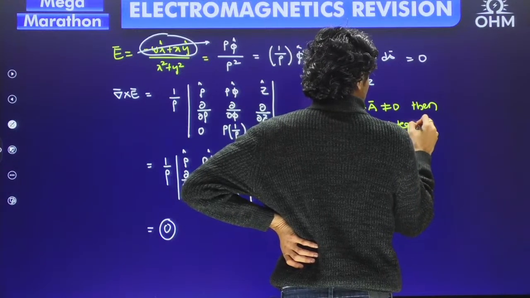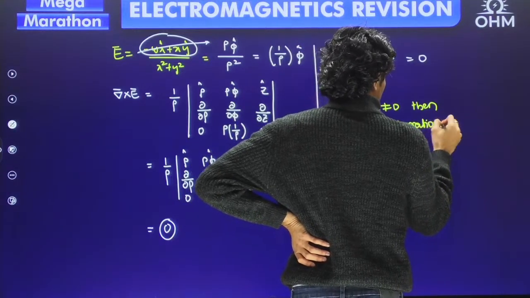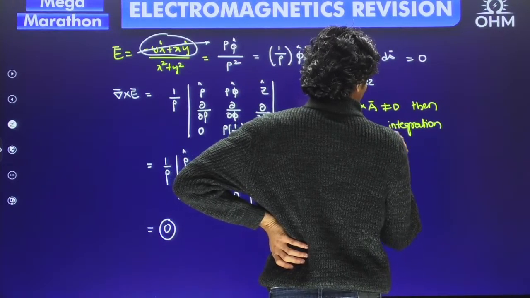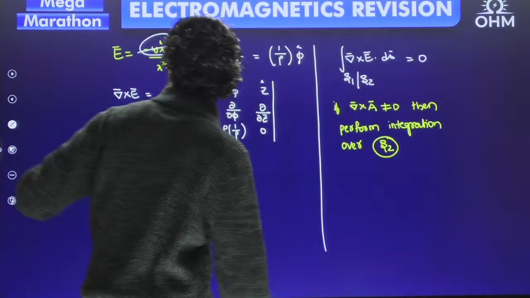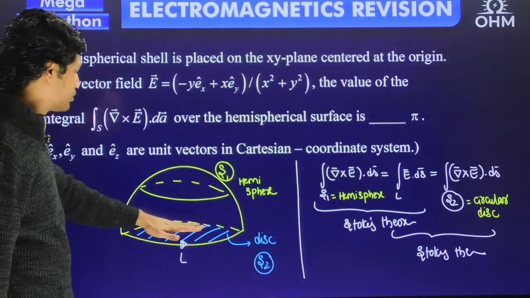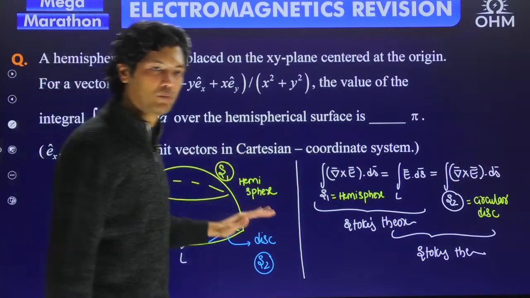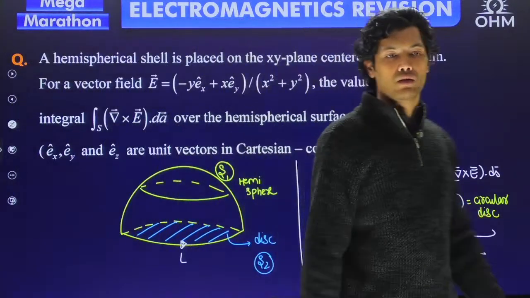over S2, which is basically a circular disk. In this case S2 means circular disk, S1 means hemisphere. Don't solve it over the hemisphere, solve it only over the circular disk.